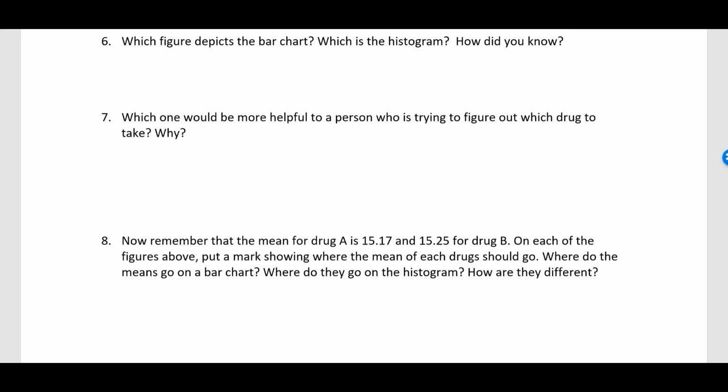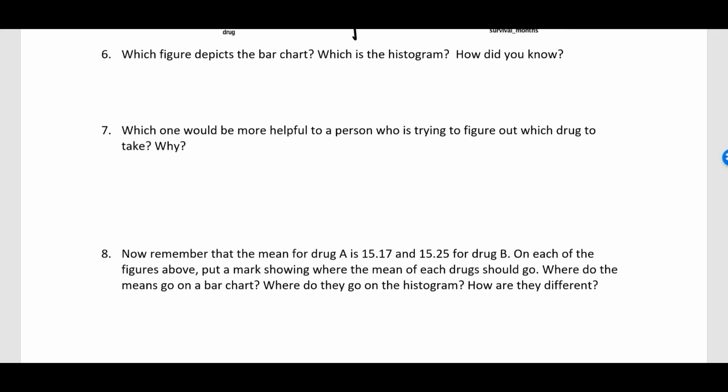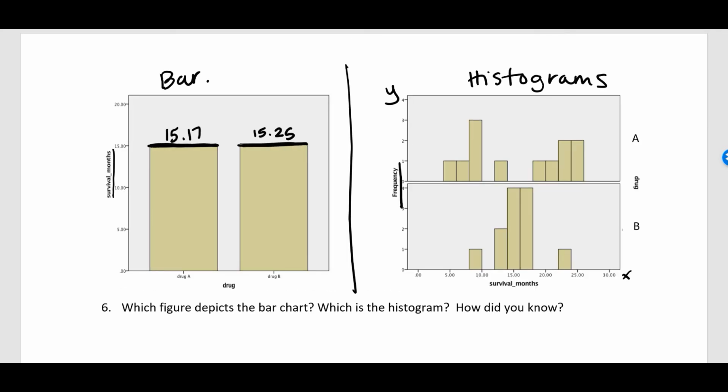And number 8, so this is just reminding us of our means for our two drugs. And on each of the figures above, I want you to put a mark showing where the mean of each drug should go. So this tends to be one of the trickier questions here. And that's because of this: the fact that our survival months are on two different axes. Here they're on the Y and here they're on the X.